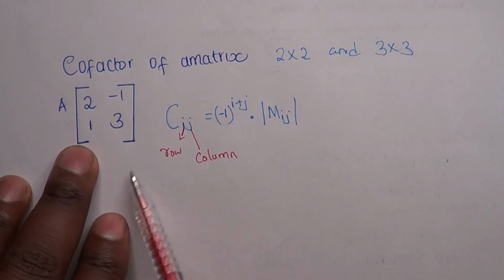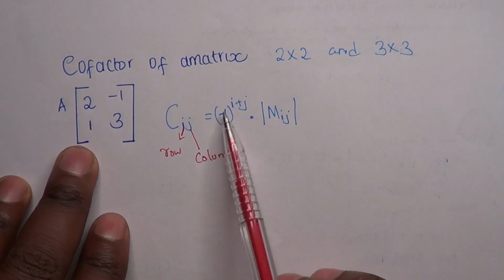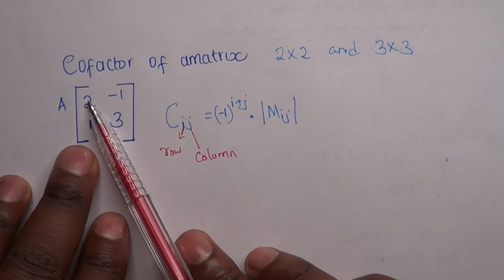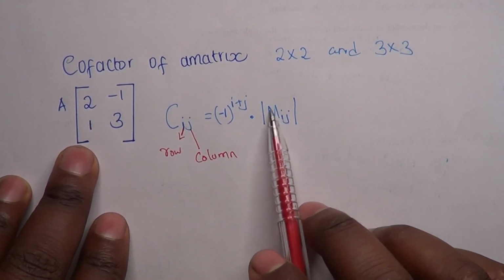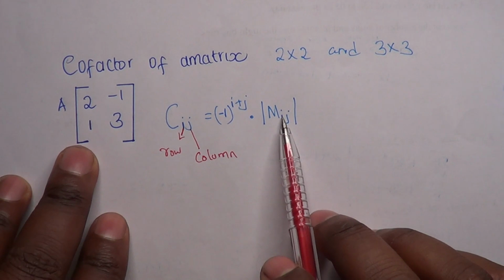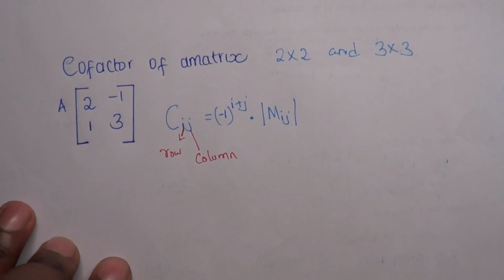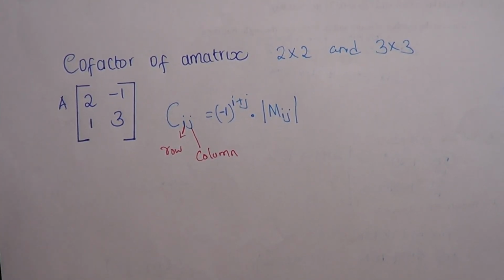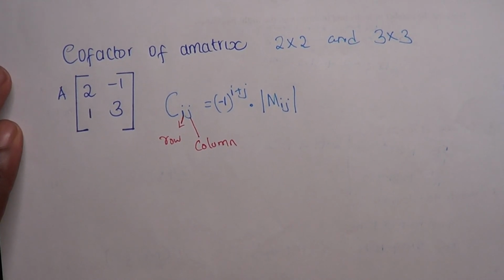So you find out that we want to look at the row and column, whereby now it will be negative 1 to the power i plus j, that's now the first row, first column, times the determinant of the minor i j. Now I will show you how to find the minor and the determinant of those cofactors in every element.